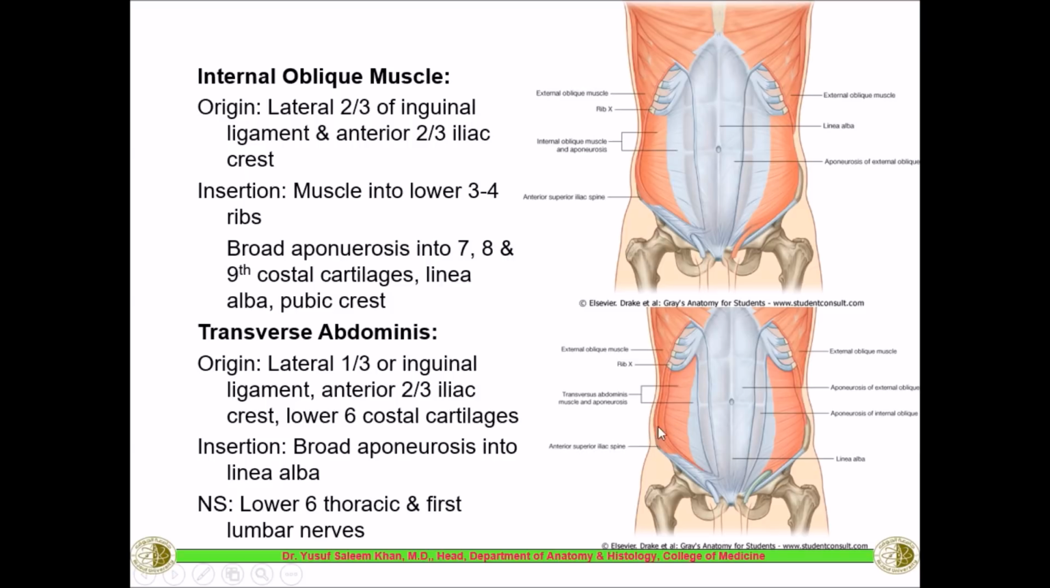Then the fibers will run transversely, and again this also becomes aponeurotic and gets inserted to the broad aponeurosis of the linea alba. So all the three muscles become aponeurotic and get inserted to the linea alba from either side, and they fuse together at this particular point called the linea alba. And all these muscles are supplied by the lower 6 thoracic nerves.